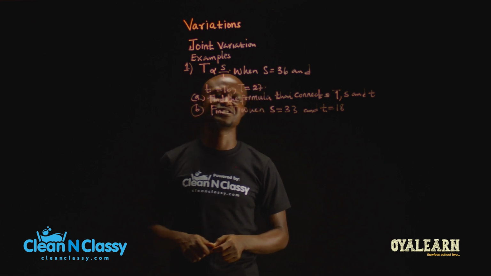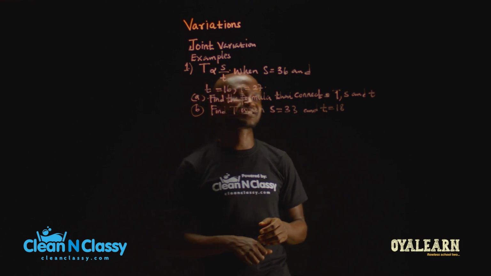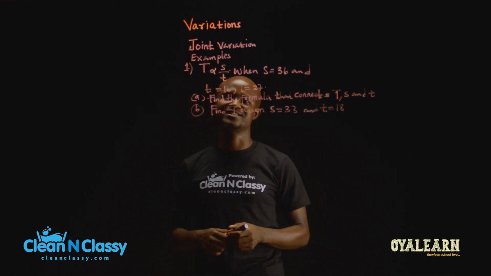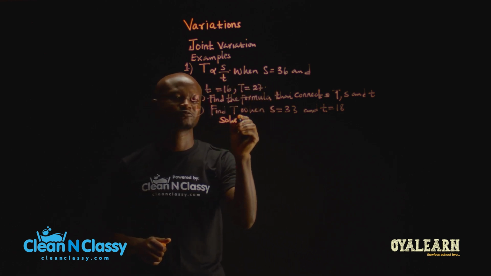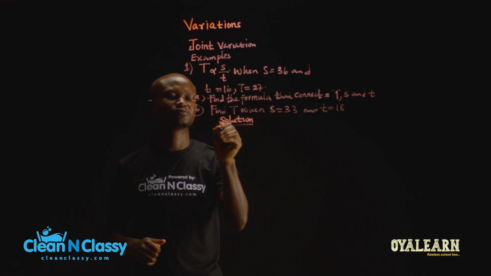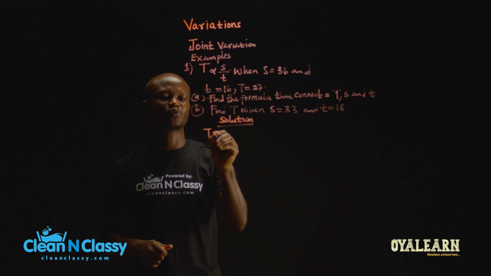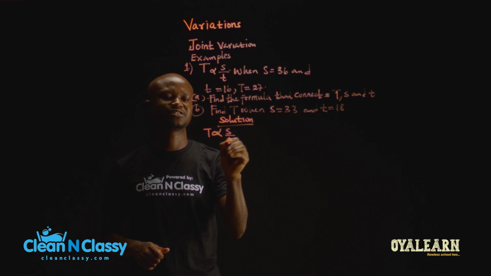B: find capital letter T when x equals 33 and small letter t equals 18. Solution. Now, we have from the question: T varies as x over t.